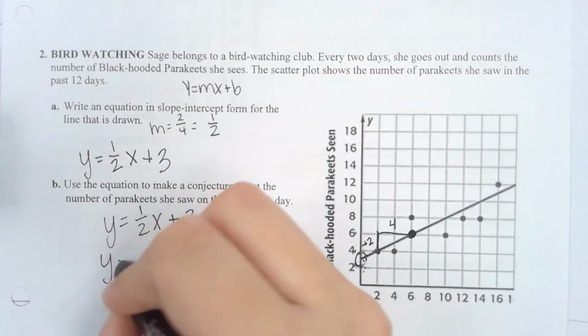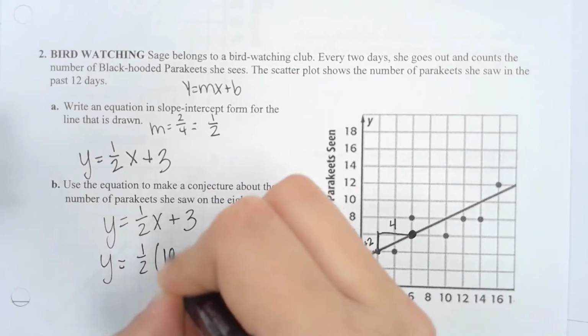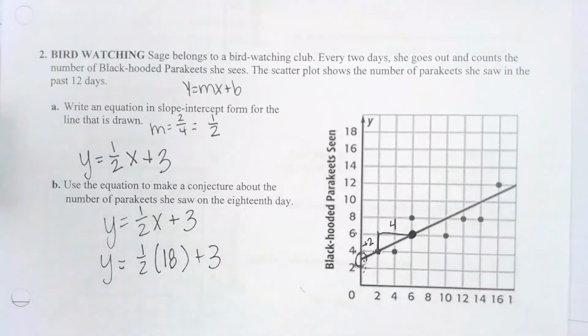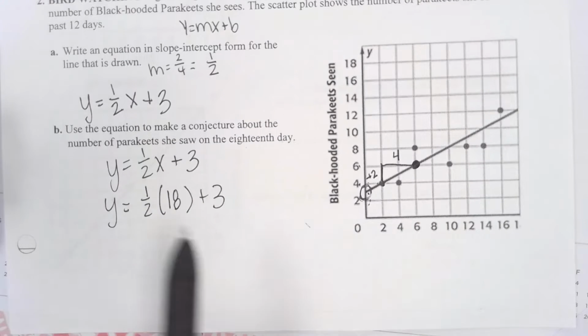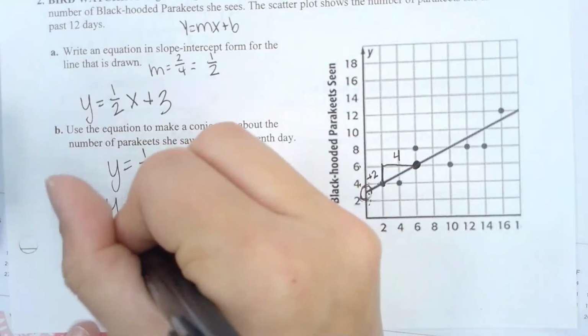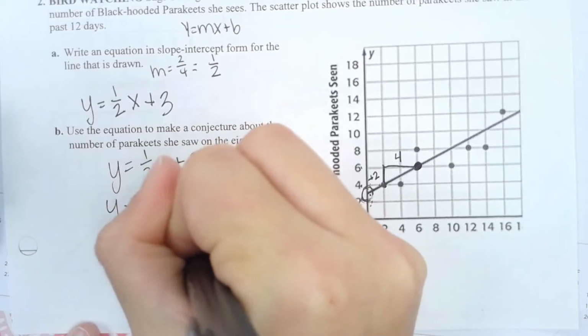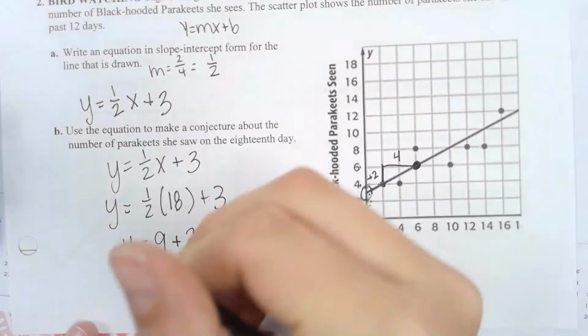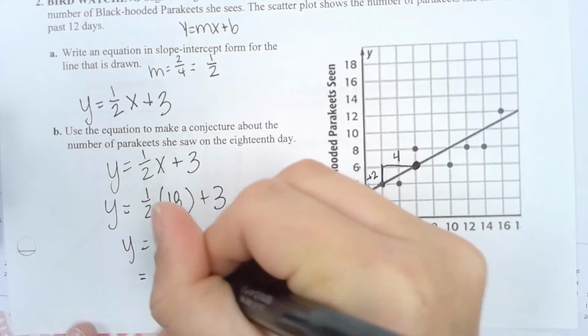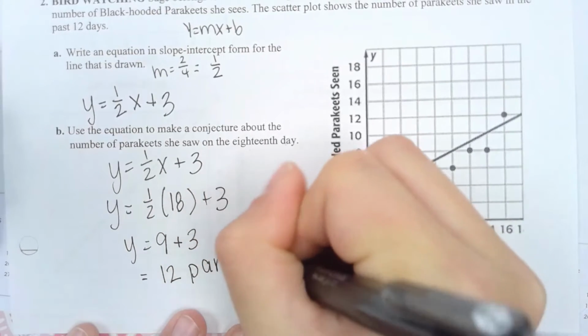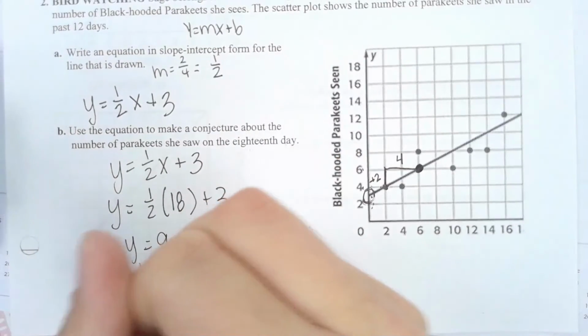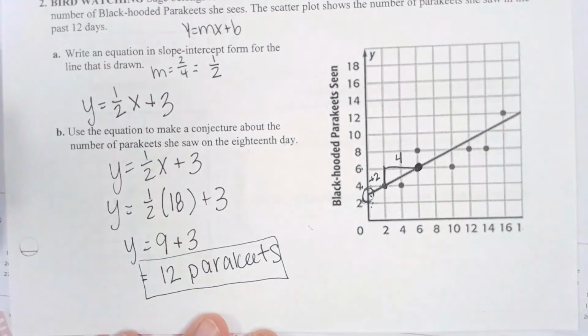All that I'm going to do is plug in 18 for x, and then I'm just going to solve this. So first step is to simplify. So 1/2 times 18 is 9. And then 9 plus 3 would give me 12. So my prediction is she will see 12 parakeets on the 18th day.